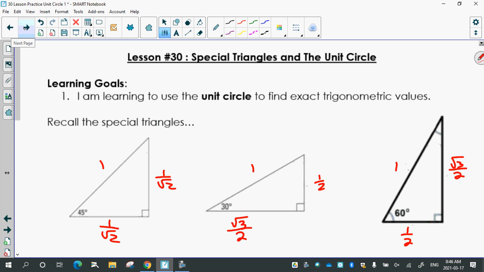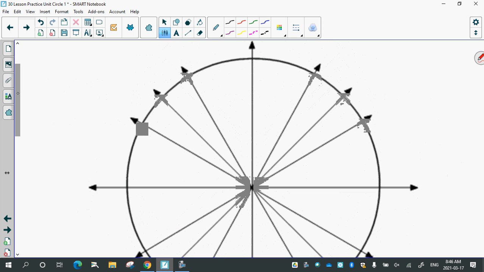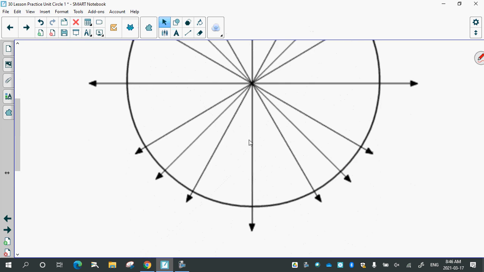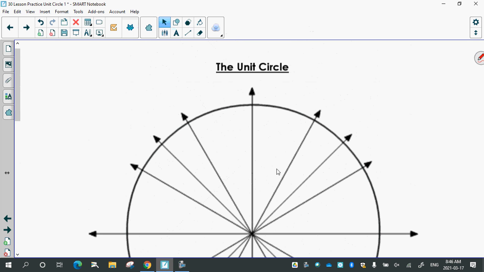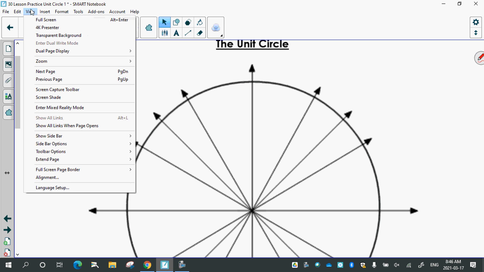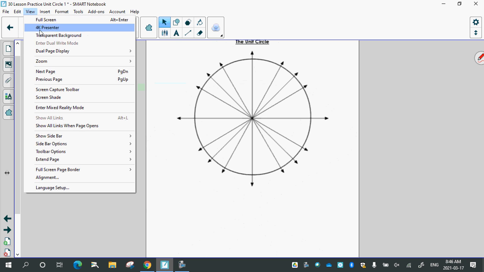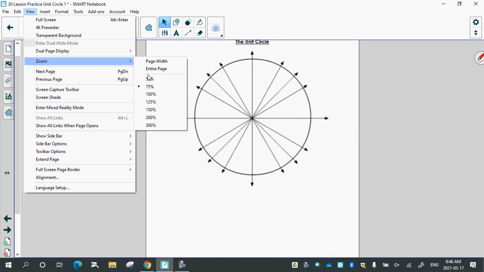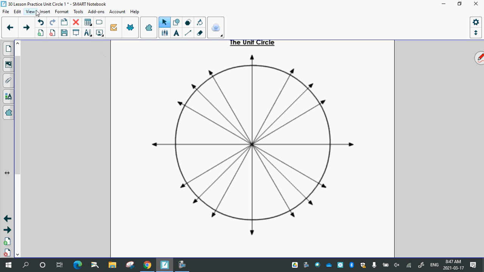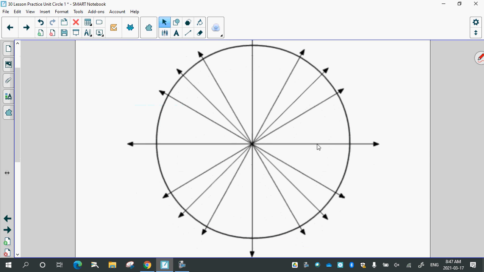Okay, so we're going to fill your unit circle in now. I'm going to try to make mine smaller so that you can see what I'm doing better here. Nope, and I don't think I can do that. There should be like a view thing. Nope, I don't want that much. View. Zoom. Yeah. Zoom. There, that's good.